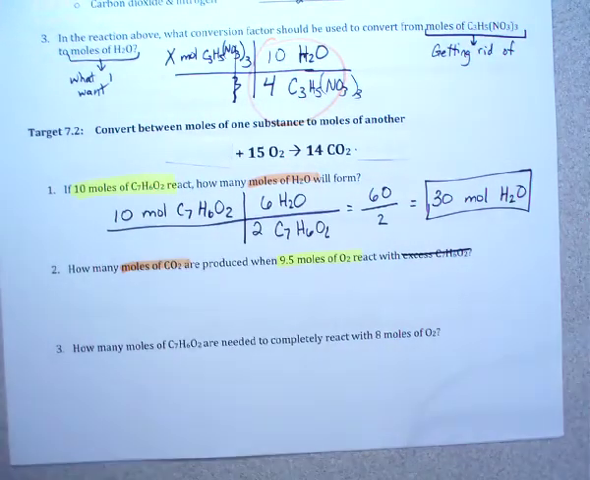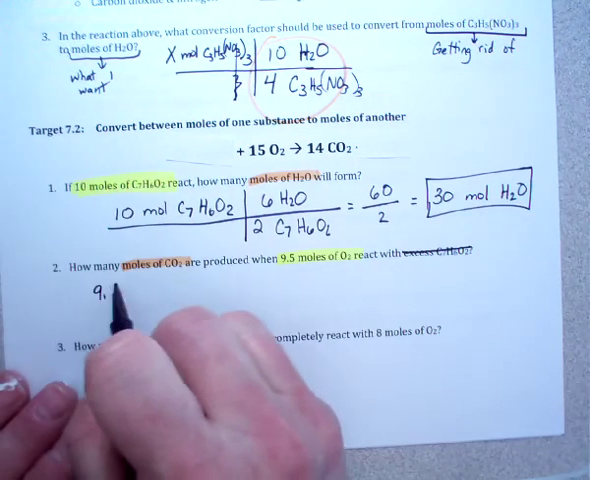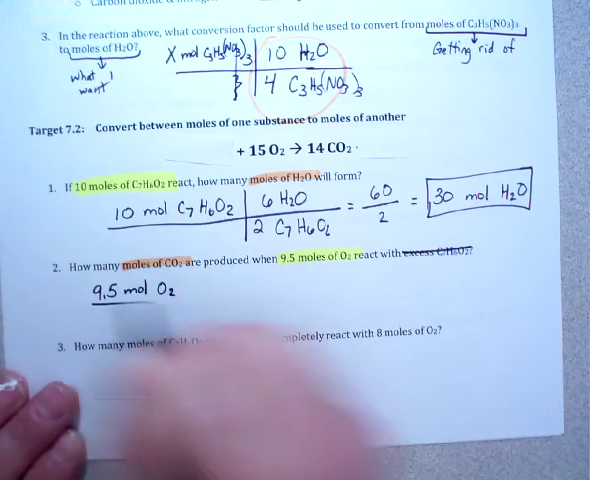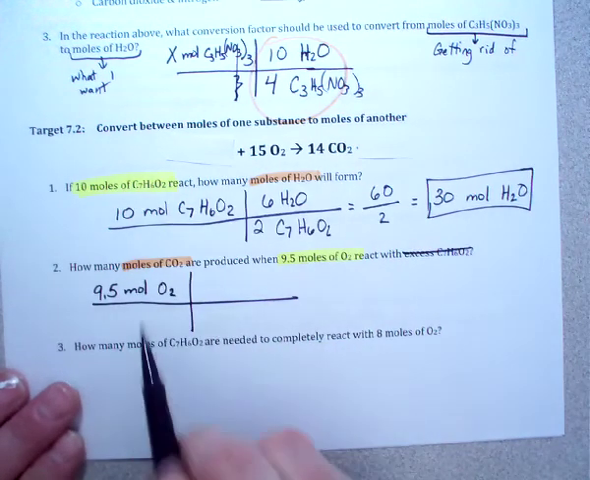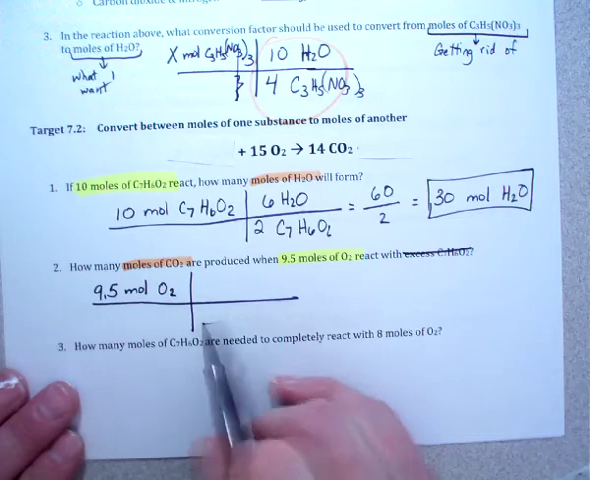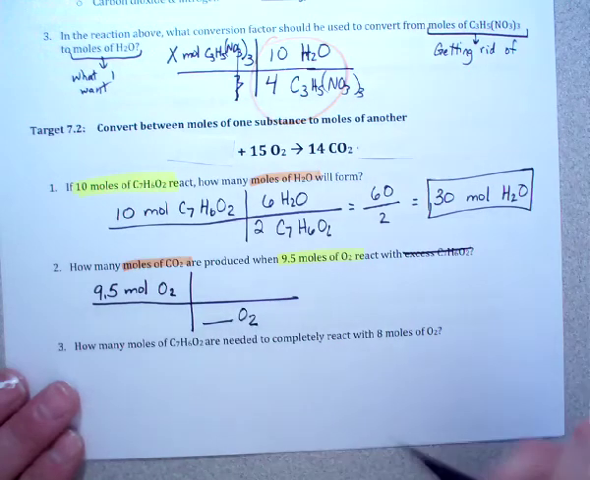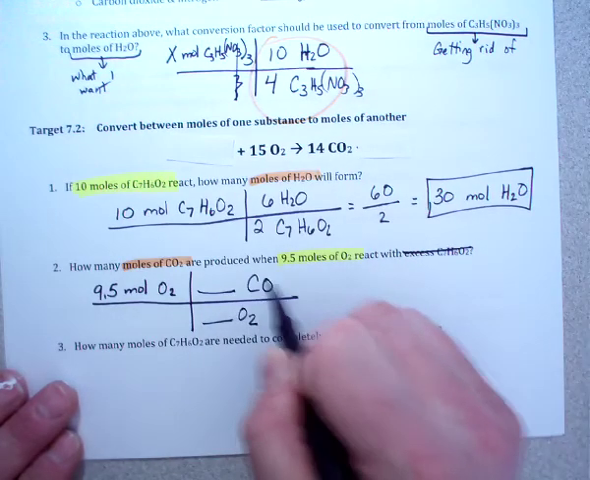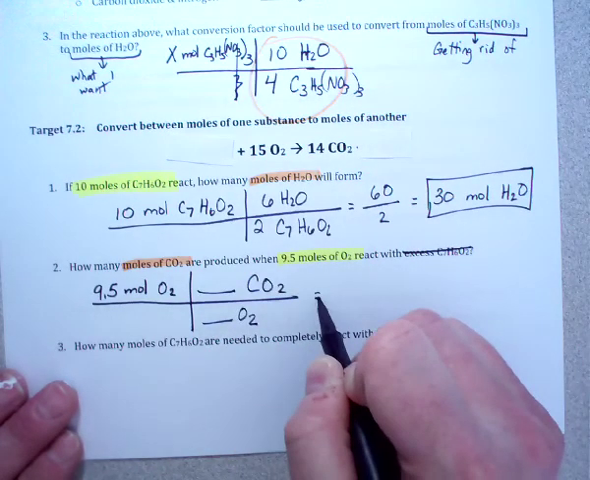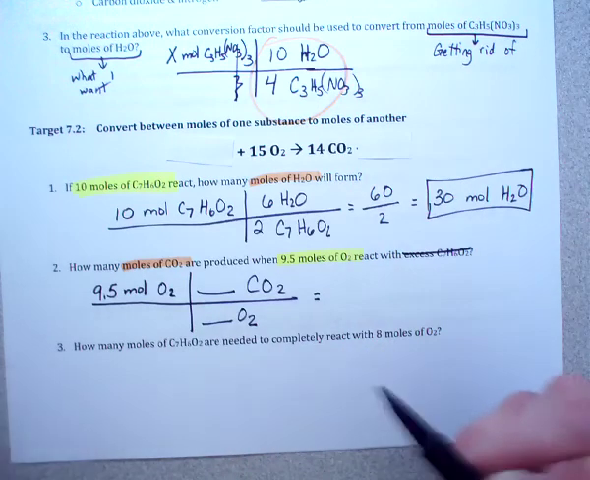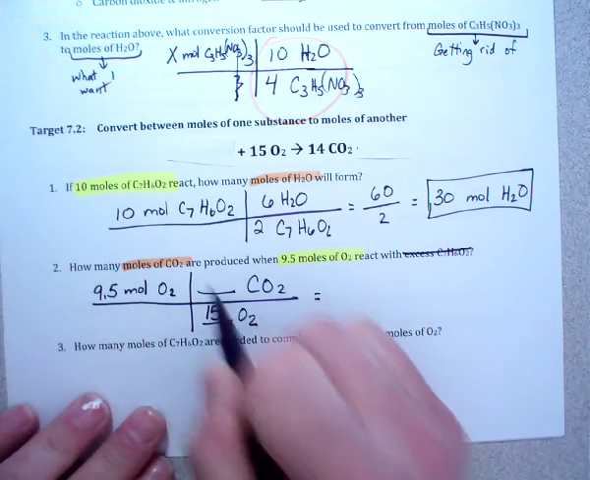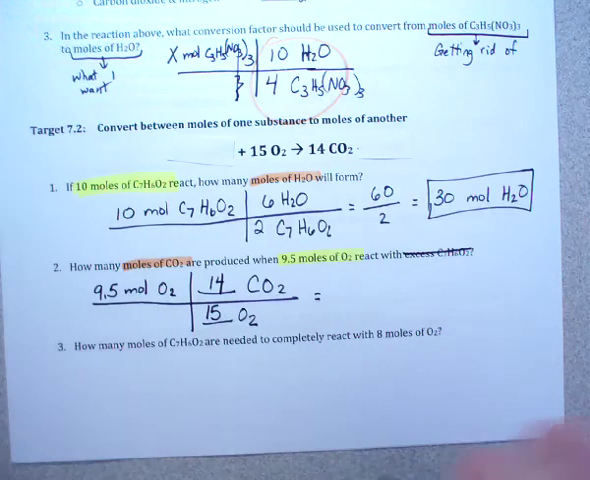Start by writing down your given, which was the 9.5 moles of O2. Because I started with O2, the O2 needs to go on the bottom so that those two cancel. I'm asking you to find CO2, so CO2 will go on the top. These 2 blanks, those are for your coefficients. There are 15 O2s for every 14 CO2.